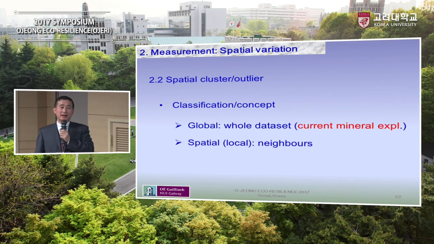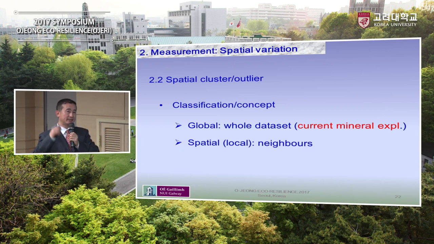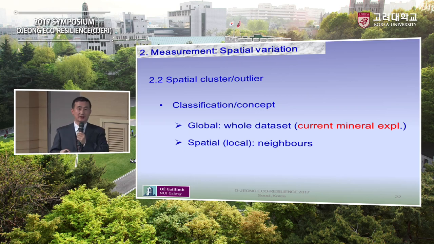Number two, how do we measure spatial variation? Another idea is to use spatial outliers. When we get data, we care very much about outliers. Yesterday I was at the environmental risk assessment conference. We care about pollution, so we want to identify those sites.